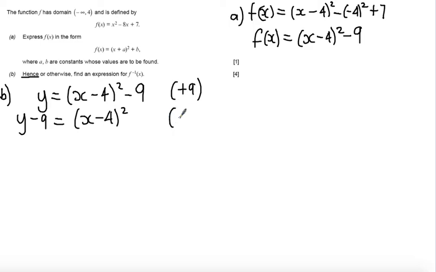At this point, I want to take the square root. Now, we're going to need to decide whether this is a negative or a positive square root. So if we have a look at the sketch of this graph, so this is my quadratic, I know that the minimum is at 4, minus 9. So here we go, here's my minimum, 4, minus 9.